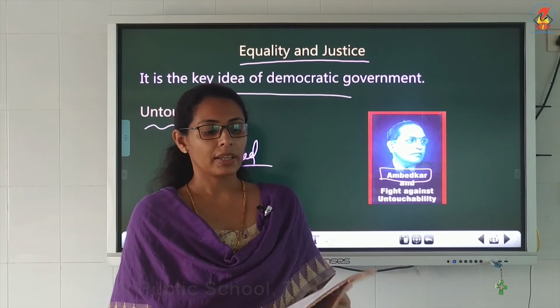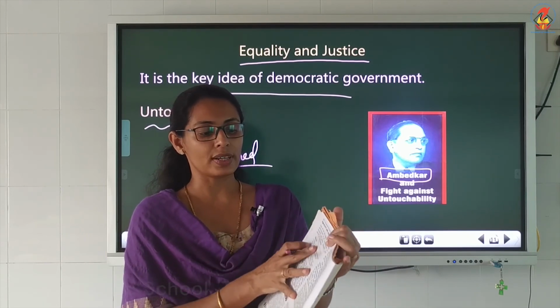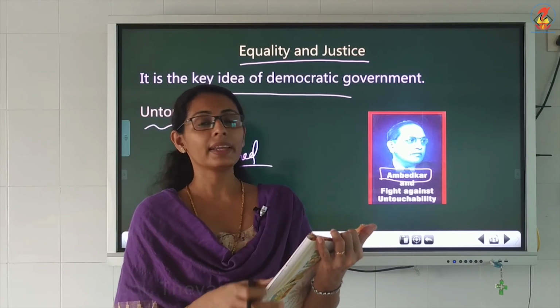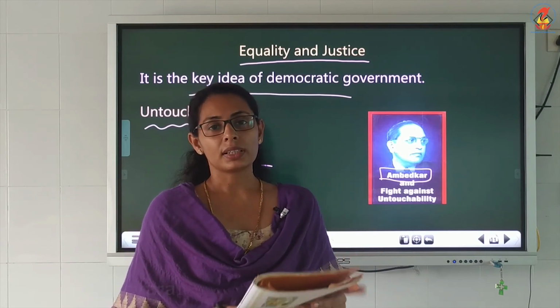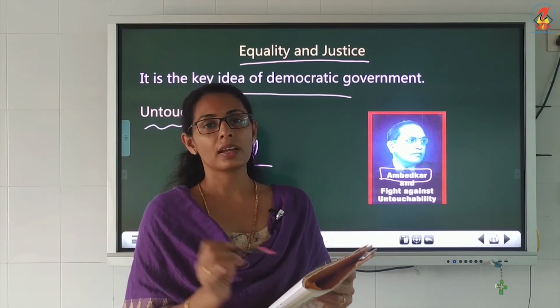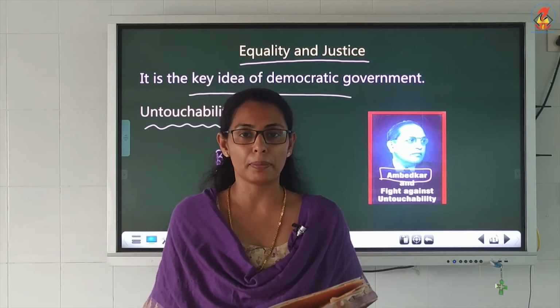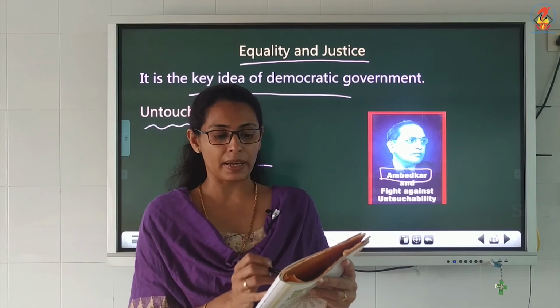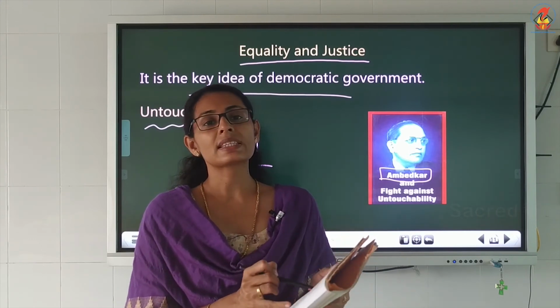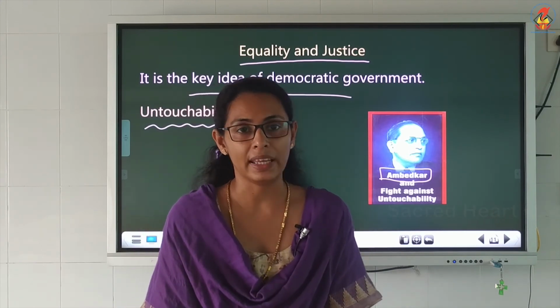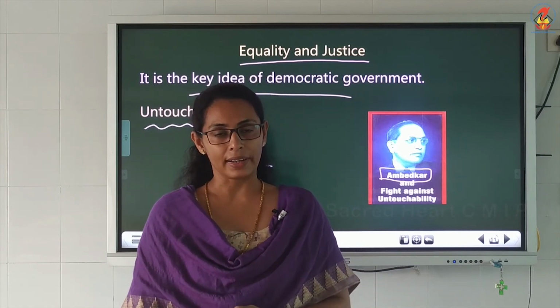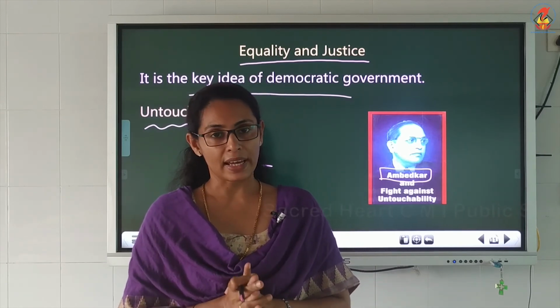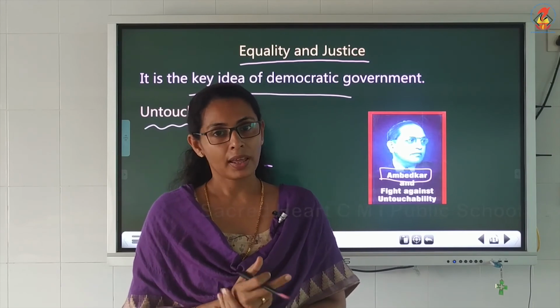Okay children, now equality and justice. Underline equality and justice. Turn the page, equality and justice is there. Equality and justice are inseparable. Underline that, and in the next paragraph, sixth line, Dr. B.R. Ambedkar's name is given, also underline that. Okay children, read the chapter and understand the concept. Thank you children.